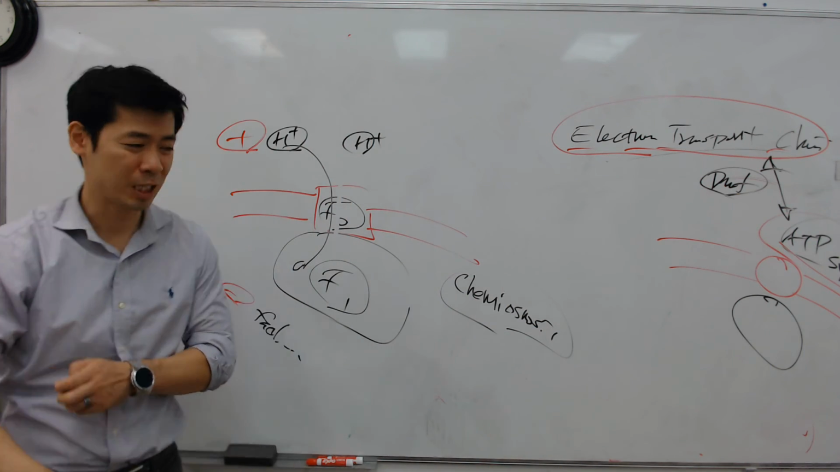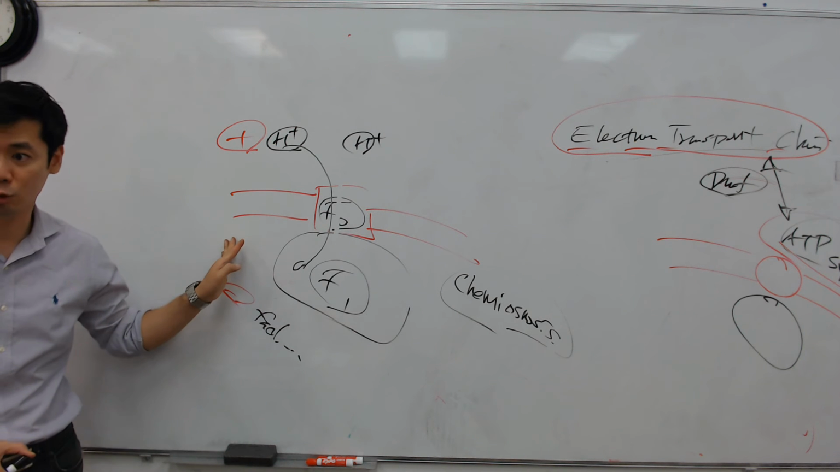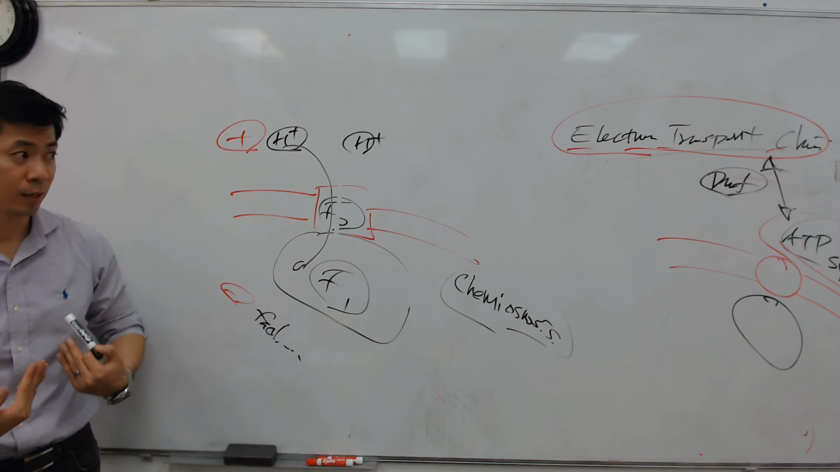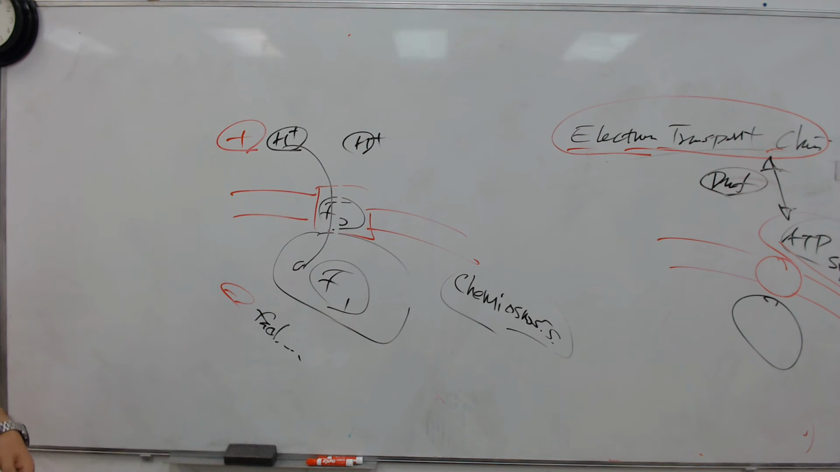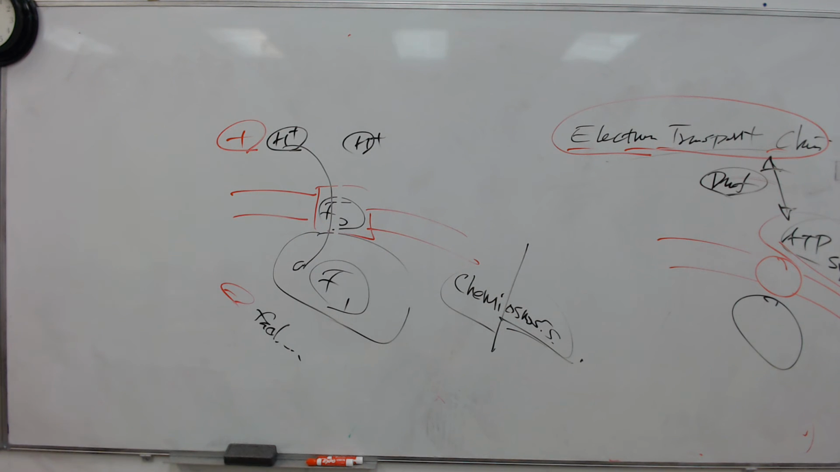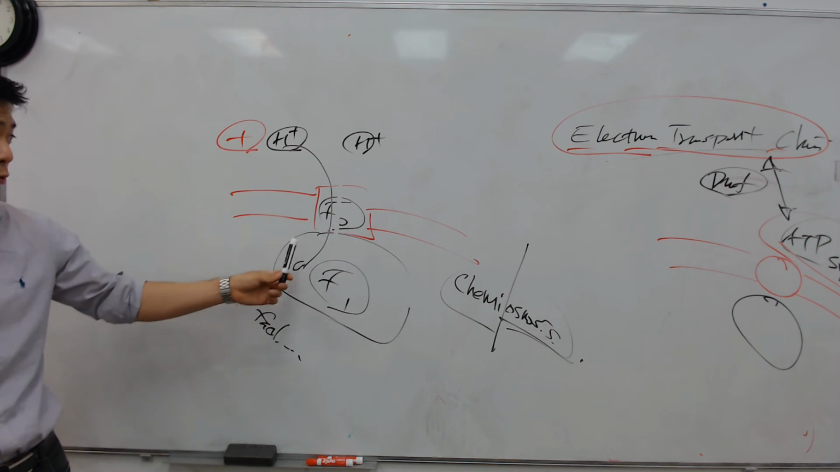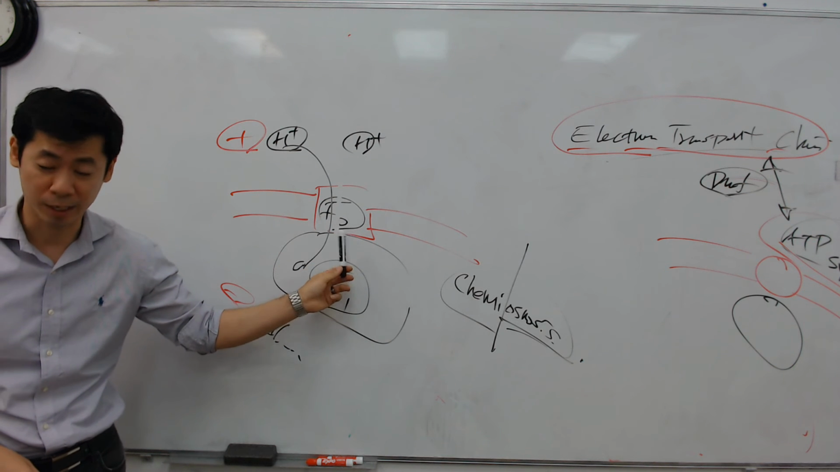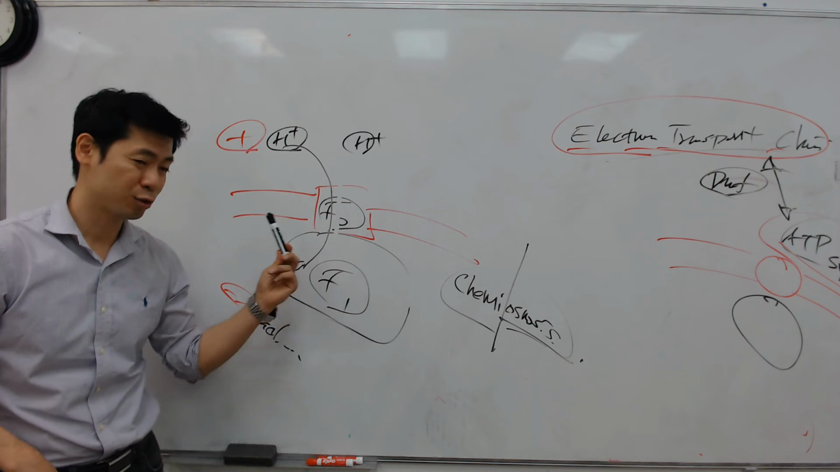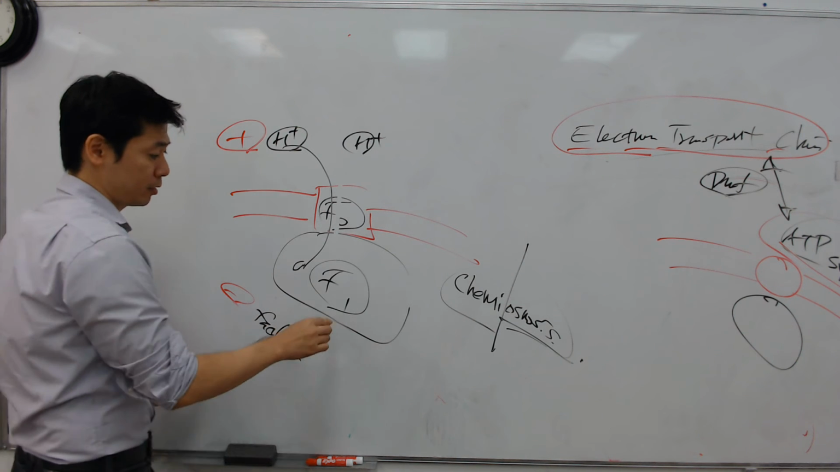A lot of times they use the term chemiosmosis for H plus going back into the matrix during the electron transfer chain and ATP synthesis. So as H plus gushes in through the F0 portion of the ATP synthase, this will start to turn, like a turbine, and that will activate the F1 portion.